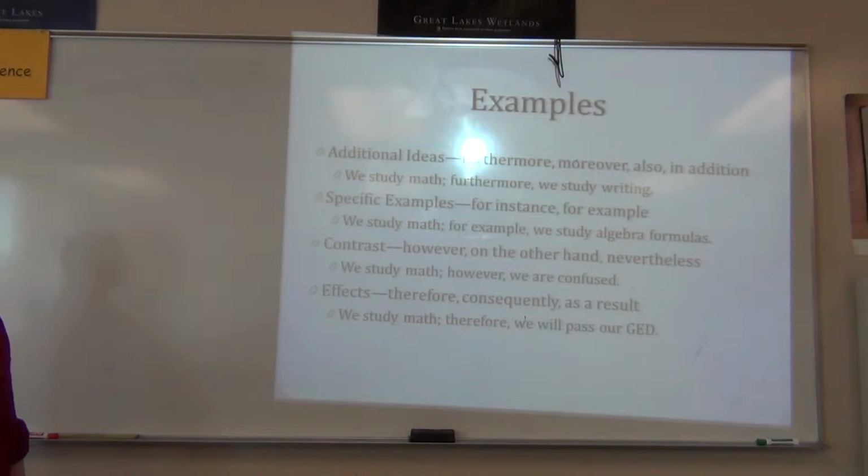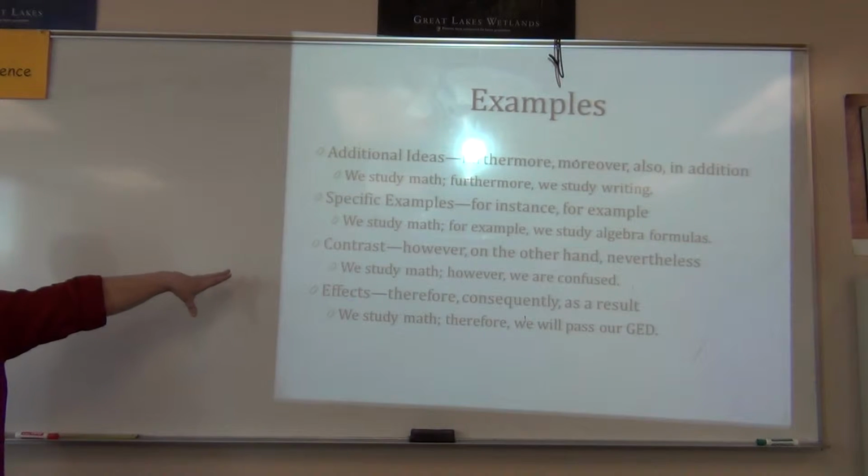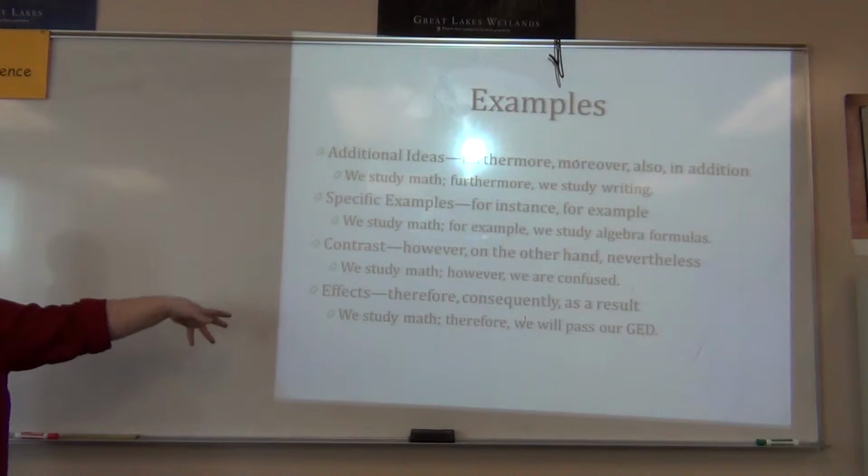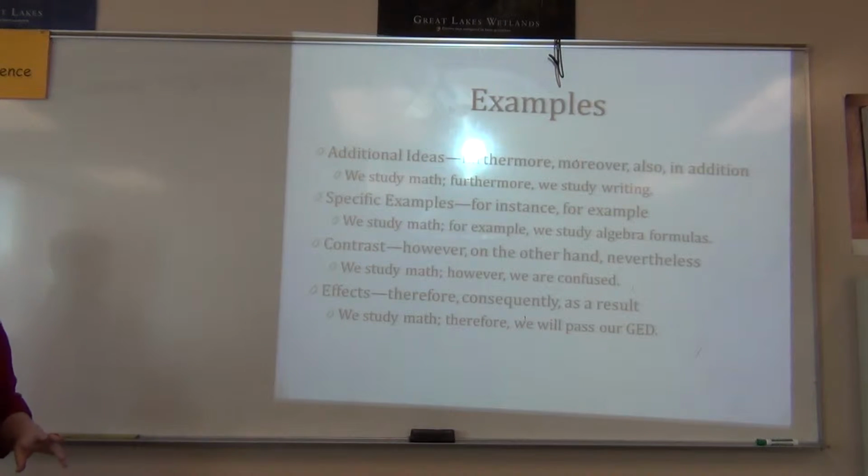All right, here are some examples of conjunctive adverbs. Furthermore, moreover, also, in addition, all those kind of words mean and. Using for instance or for example gets you to specific, like here's my list of examples. Contrast or but sentences: however, on the other hand, nevertheless. Effects: therefore, consequently, as a result. They're showing the effect pieces. If you need these words, you can get them off the Schoology course and you can just print the page or copy them when you go on there.